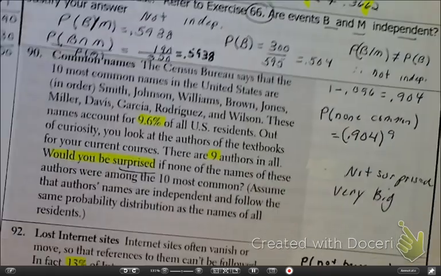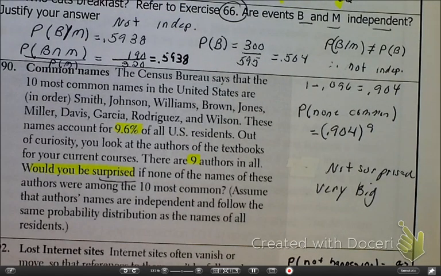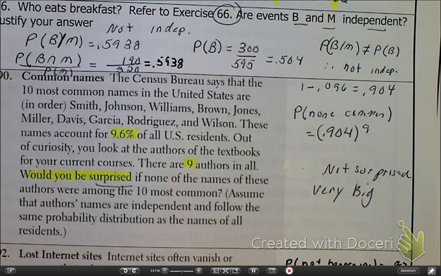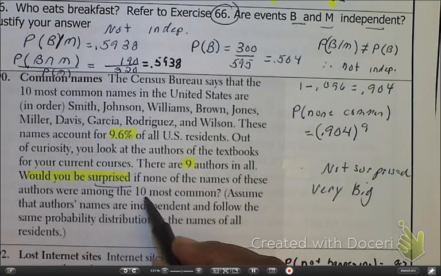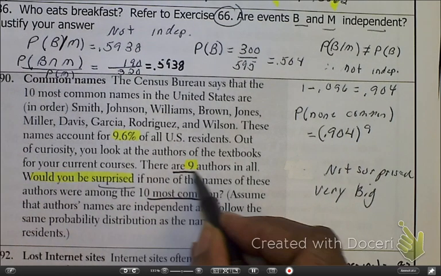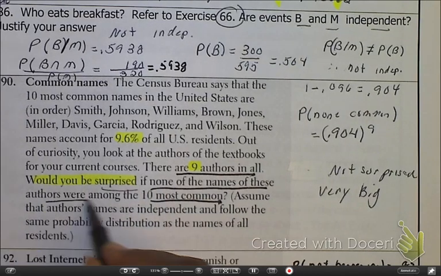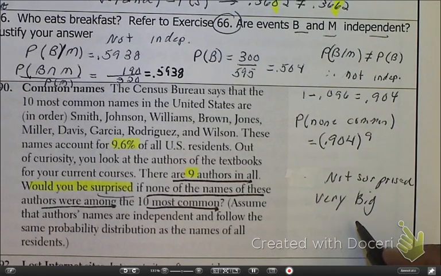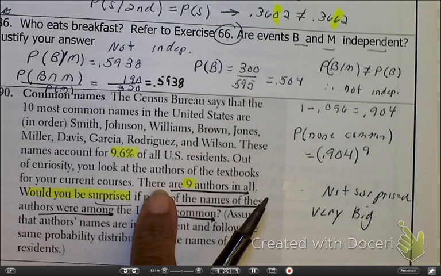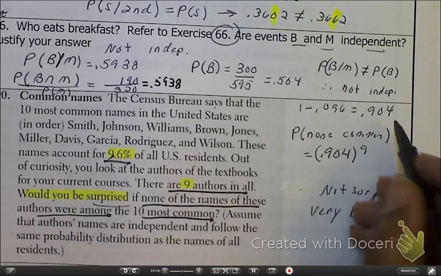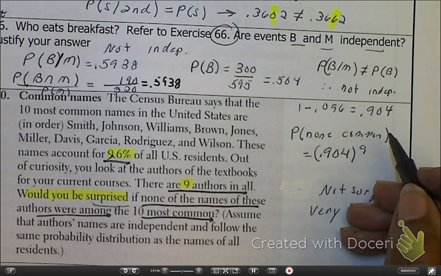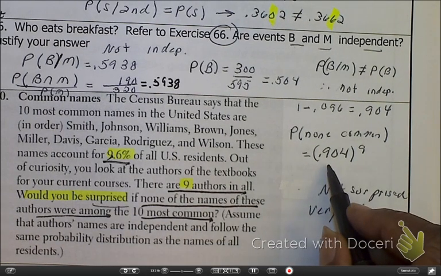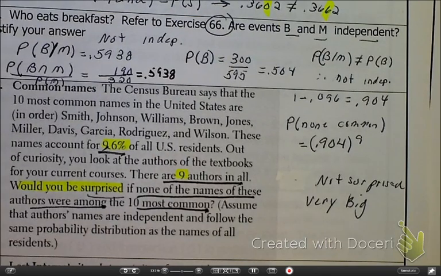Next, problem number 90. Here, amongst the 10, there are 9 authors. Would you be surprised if none? Remember, here is 1 minus the probability of something not occurring. Well, that's not true in this case. We're saying the probability of none. So if this is the probability of occurrence, the probability of not occurrence is 0.904, and we're talking about it not happening to 9 authors. So the first author, the chance was 90.4%. The second one is 90.4%.